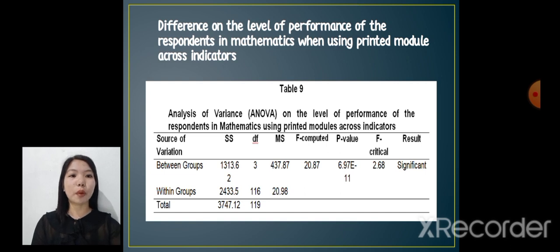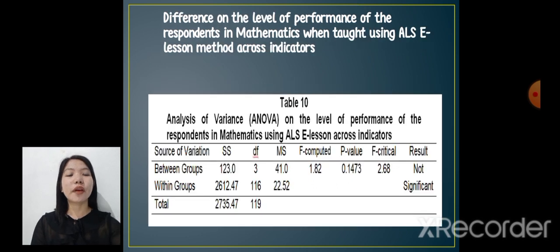Difference in the level of performance of the respondents in mathematics when using printed modules across indicators. Table 9 shows that the F computed value of 20.87 is greater than the F critical value of 2.68, therefore the null hypothesis is rejected. Difference in the level of performance of the respondents in mathematics when taught using the ALS E-Lesson method across indicators. Table 10 shows that the F computed value of 1.82 is less than the F critical value of 2.68, therefore the null hypothesis is accepted.